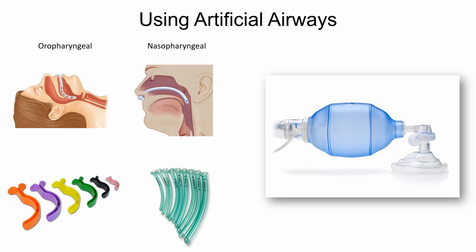And if you notice, these are not going into the trachea. They are just in the pharyngeal area. So the reason you put these in is just to secure an open airway so that you can bag the patient. An ambu bag is pictured here on the right. This will allow the air to move freely. For example, it helps protect against the tongue. If you have weak muscles back there and the airway is closed, this will open the airway and allow you to ventilate with the ambu bag.